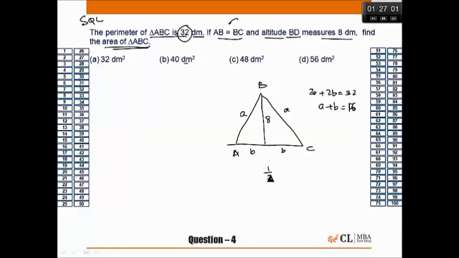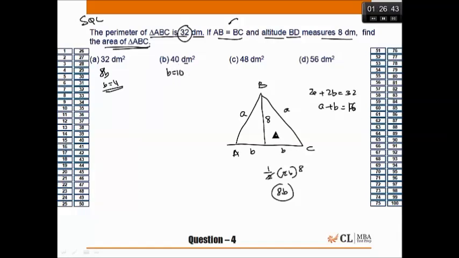Area will be what? Half base. Base is 2 times B into height, which is 8. So 8B. So each of this will be 8B. If this is 8B, B should be equal to 4. If B is equal to 4, we get 4 here, 8 there. We'll get an ugly A, and therefore we will not get A plus B equal to 16.